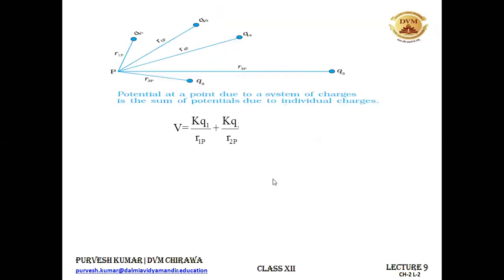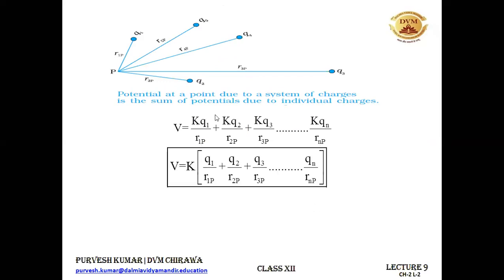So it becomes like this. In place of V1, I have written KQ1 upon R1P. In place of V2, I have written KQ2 upon R2P. In place of V3, I have written KQ3 upon R3P. And up to, in place of Vn, it is KQn upon RnP. You can take K as common, and the final expression comes out to be like this.